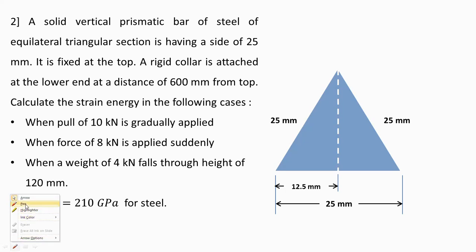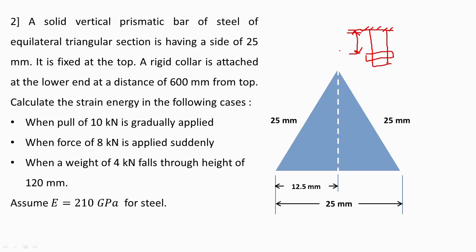So what we are having over here is that it is given that the bar is fixed at the top and a collar is attached at a distance of 600 mm from the top. So this is the distance from the top, that is of 600 mm, and the cross section of this particular bar is the triangular cross section. So this is the concept of this impact loading. So the load is falling on this particular collar. So that is given in the example.